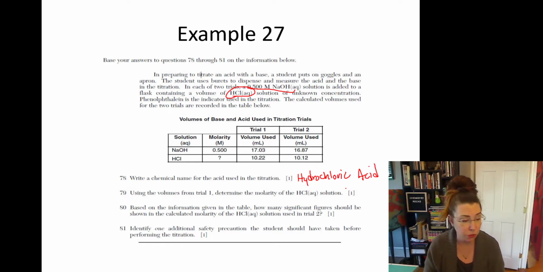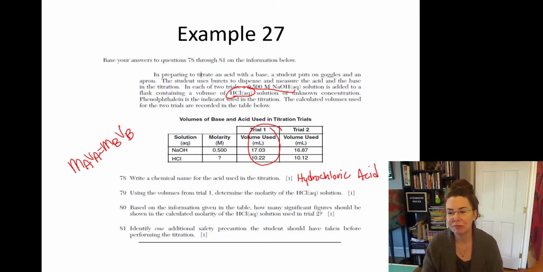Okay, let's do the next question. Using the volumes from trial 1, determine the molarity of the hydrochloric acid solution. So we are going to use the trial 1 data. This is our volumes. Here are our molarities. This is our base. Here is our acid. So MaVa equals MbVb. Give it a shot.